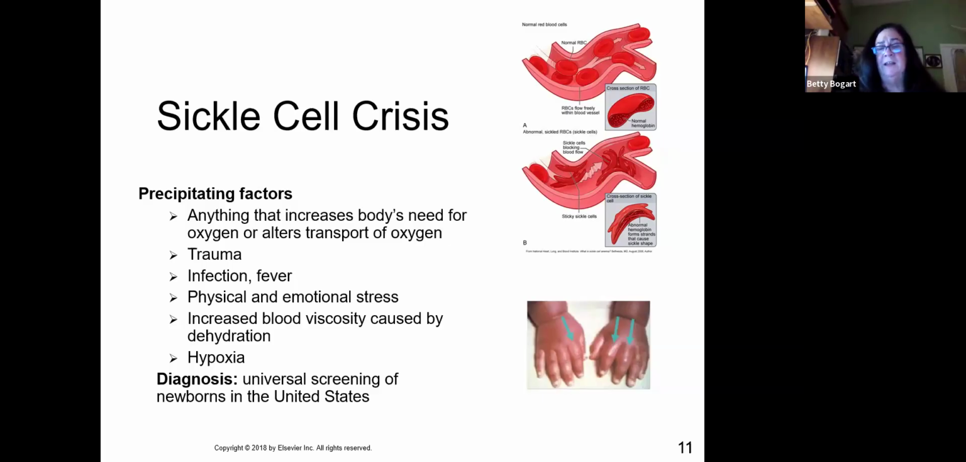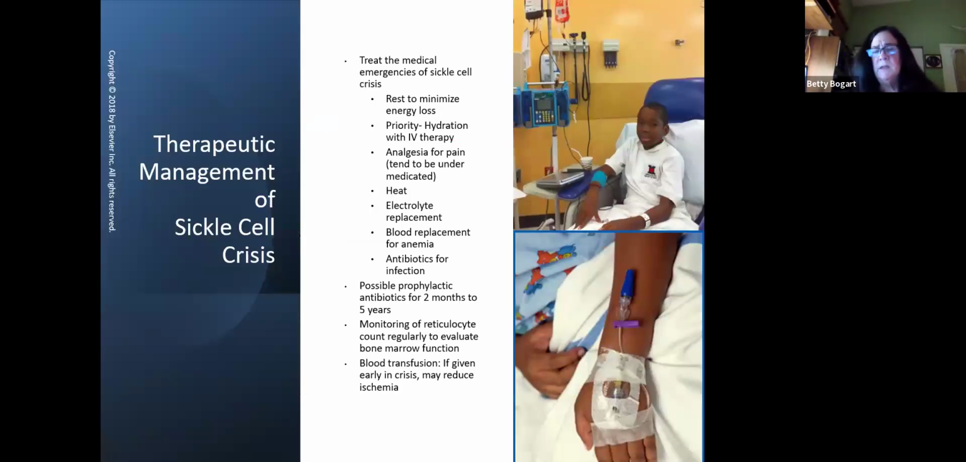So, sickle cell, let's hydrate them. They've got a fever. We're going to start antibiotics. And most of the time, these crises are due to that. And of course, we always know stress. Absolutely, stress, trauma, those can cause it too.